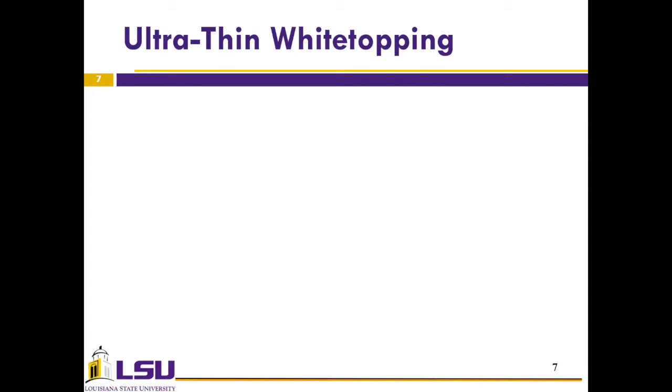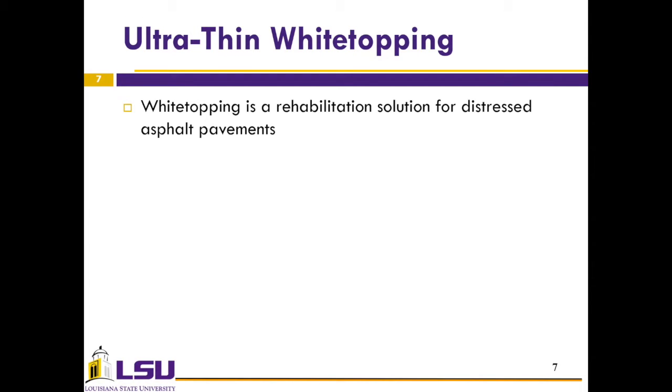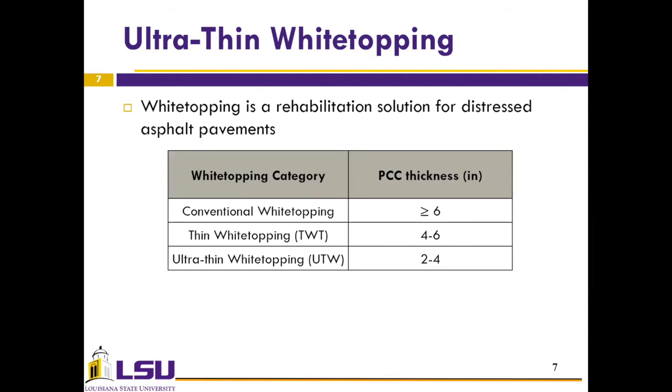The next stage of our research is implementing ECC for ultrathin whitetopping applications. But what's a whitetopping? A whitetopping is a rehabilitation solution for distressed asphalt pavements. Whitetoppings are divided in three main categories according to their thickness: conventional whitetopping with a thickness larger than 6 inches, thin whitetopping with a thickness that ranges between 4 and 6 inches, and ultra-thin whitetoppings with a thickness between 2 and 4 inches.